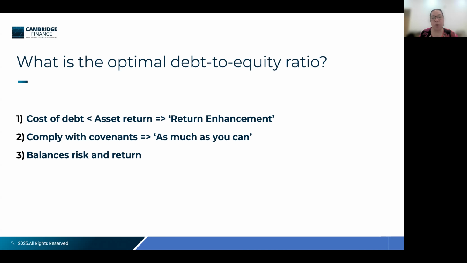This needs to be lower than your asset return. And we're going to show you what it means, like what is the ungeared asset return. So if your interest rate, all in, including fees and everything, is say 5%, and your asset return is 10%, then this will enhance your return. So leveraging, gearing, borrowing money will enhance returns.